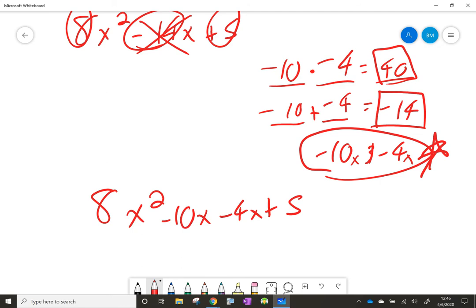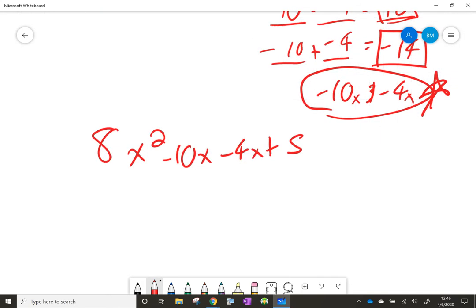We factor by grouping. Again, it doesn't matter if you put the negative 4x here and then the negative 10x here. It still will factor and work out just fine. So let's go ahead. Put our parentheses around. Don't forget when you have that negative there to include it in parentheses. All right, let's see.